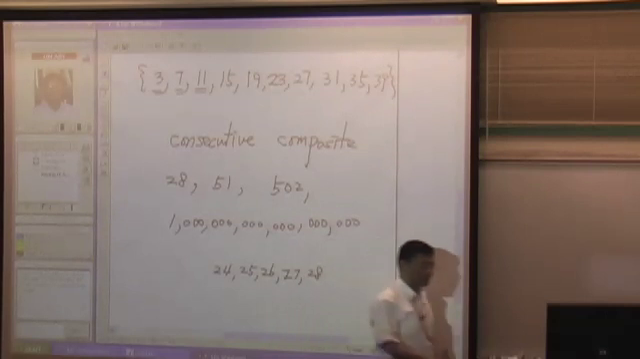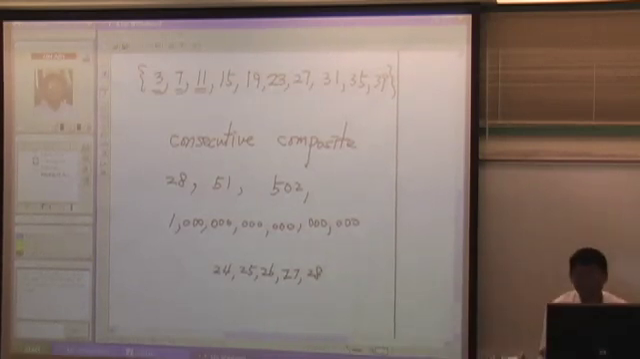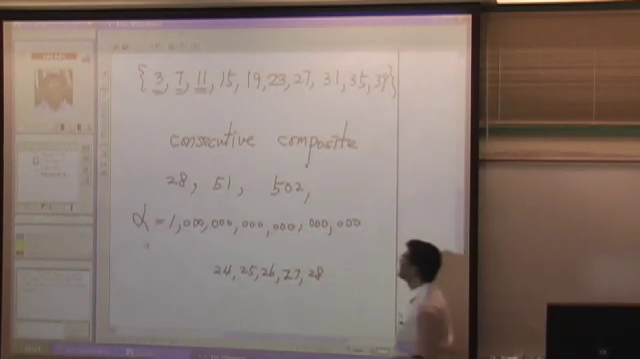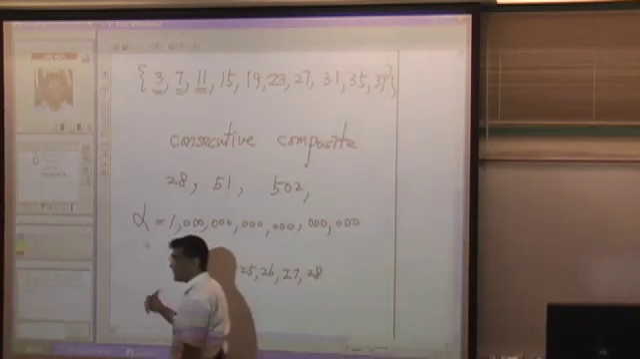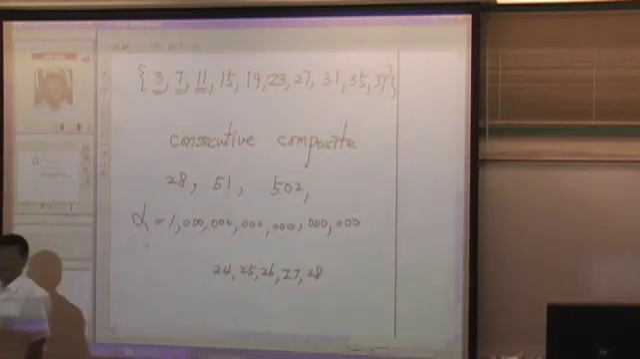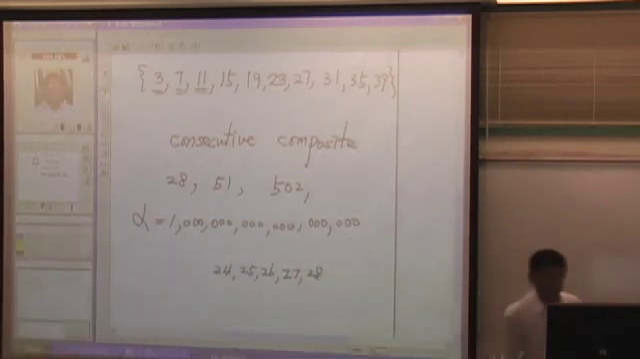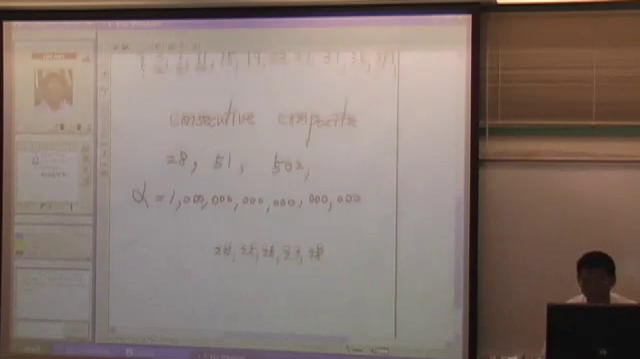I will show you. I don't want to write out this number, so I will call it alpha, using the Greek letter alpha. So I will show you that I have alpha consecutive composite numbers.